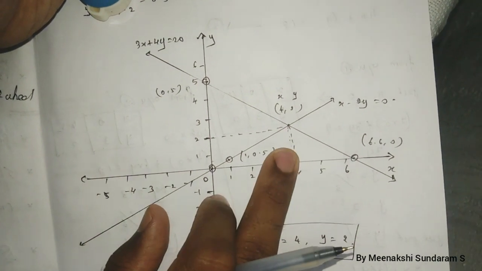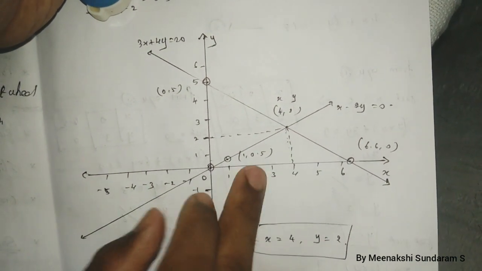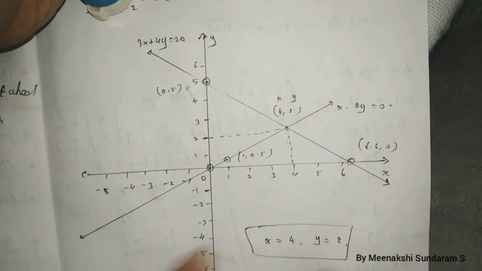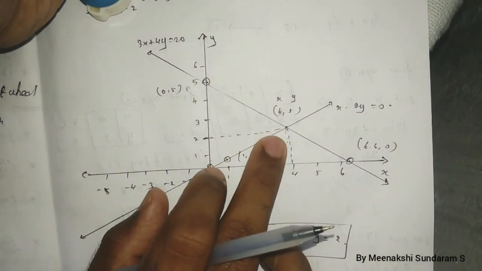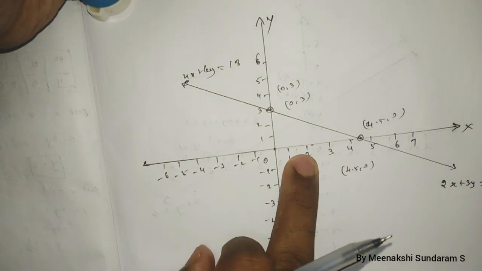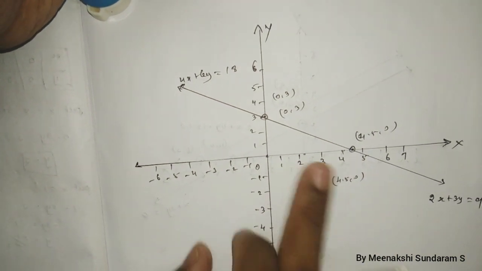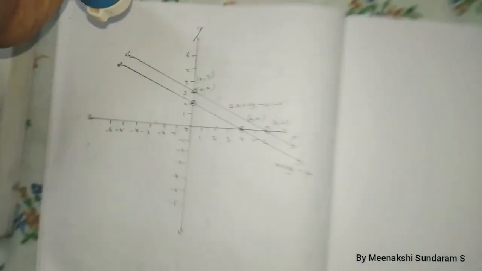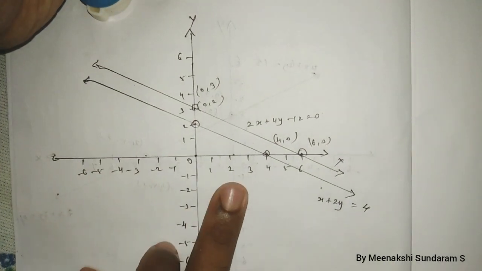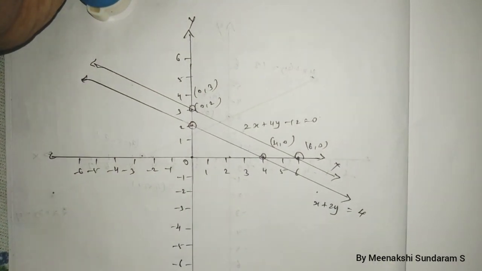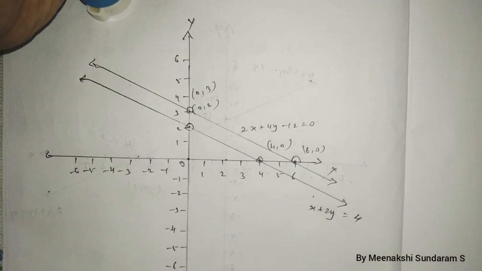First problem, it is an intersecting line, but the intersection point is only one. So that is one solution. Very clear? Second problem, infinitely many solutions, as there is a coincident line. Third problem, no intersection point, so there is no solution for this problem. Clear?